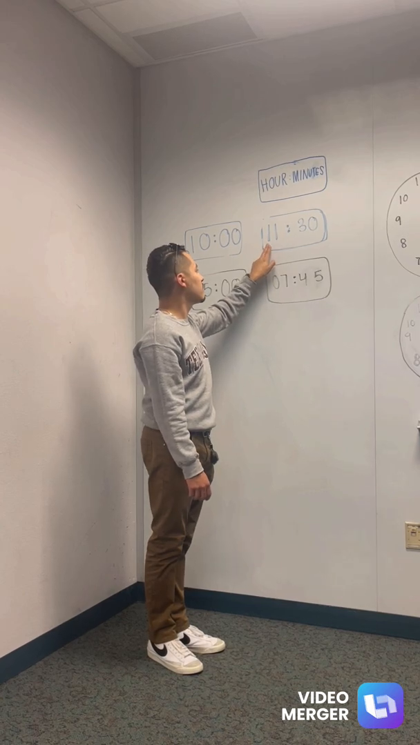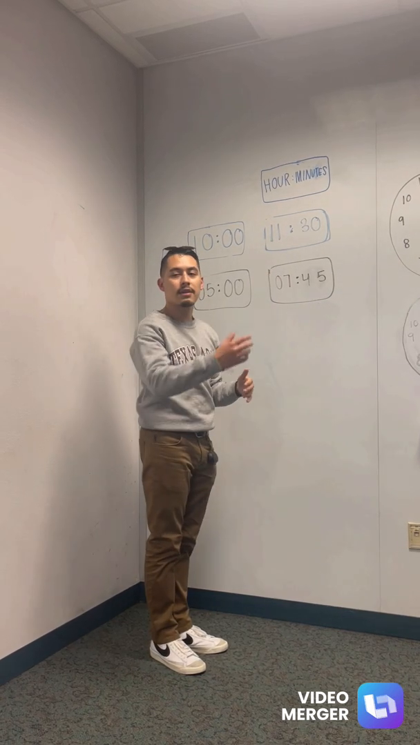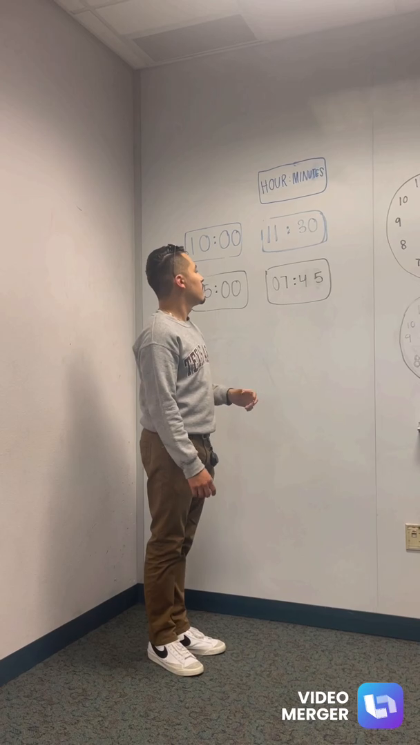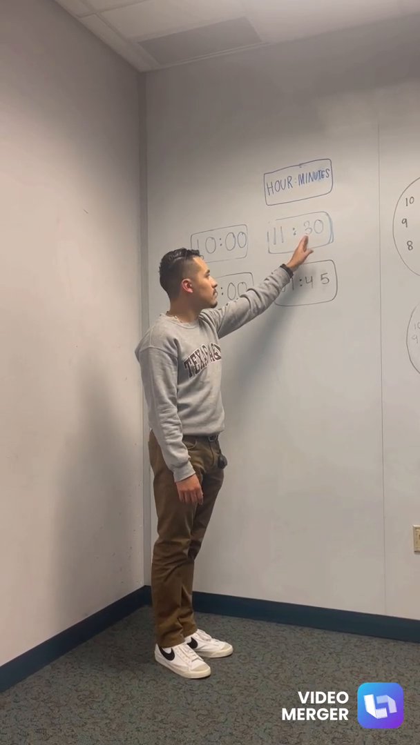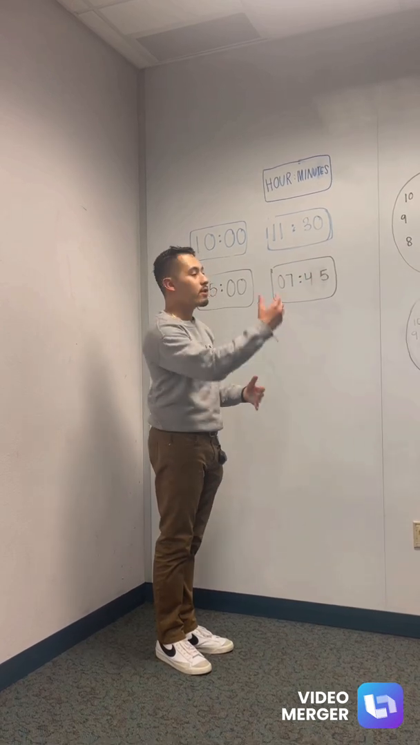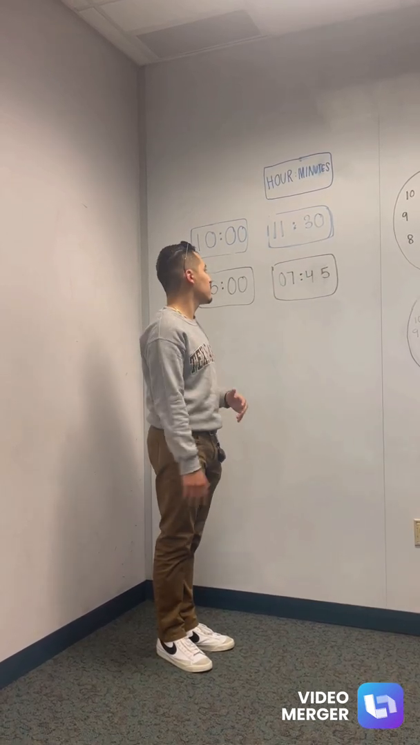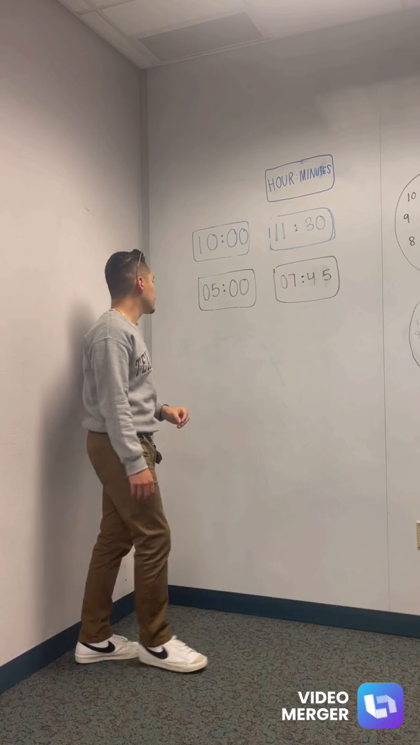If we look on this side, what 2 digits do we have on the left side? Okay, we have a 1 and we have a 1, so we can say that is the hour 11. If we look at the right side, we have a 3 and we have a 0, very good. So we can say that 30 minutes have passed within that hour. Good job.